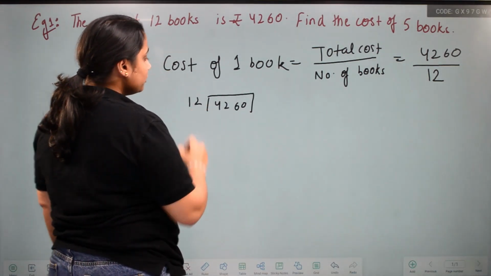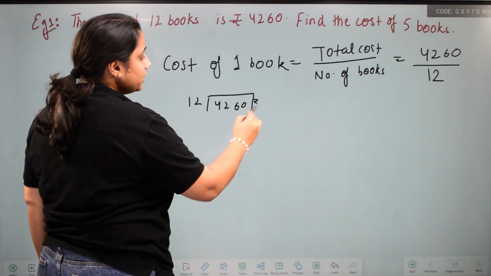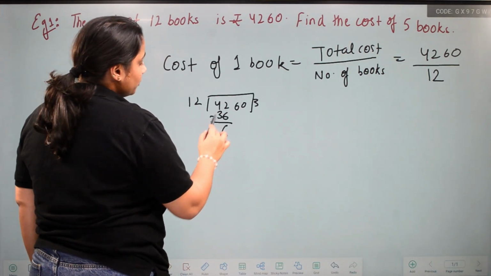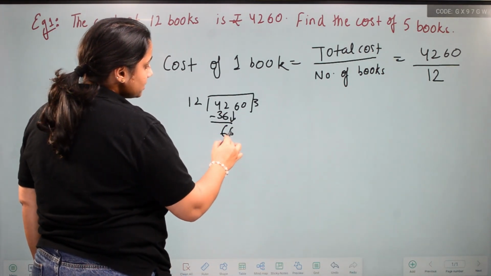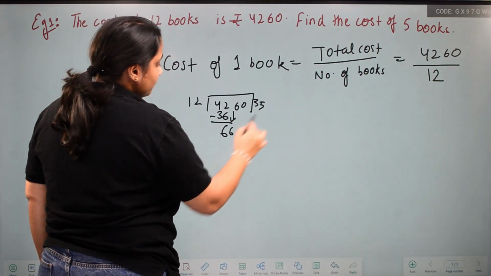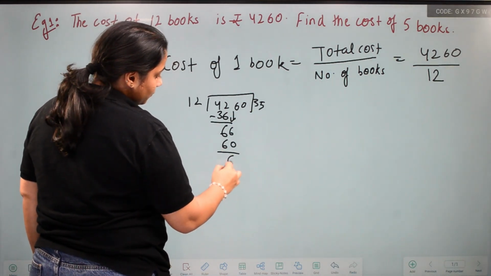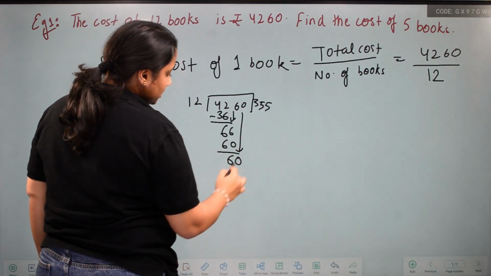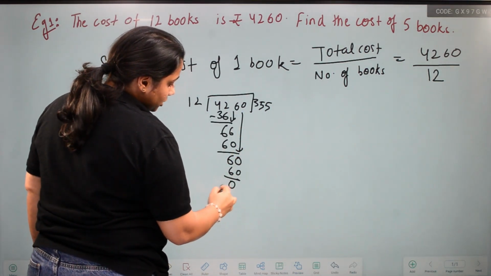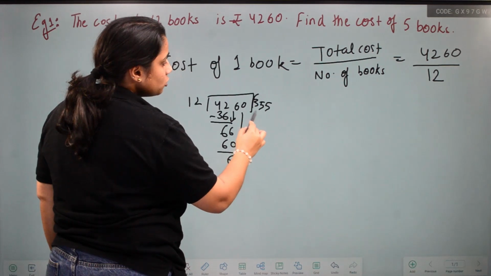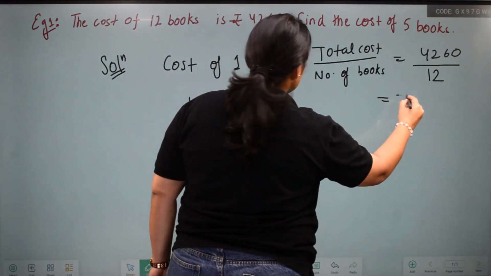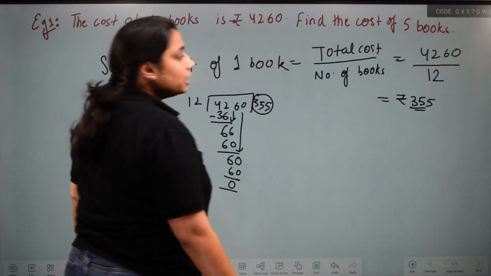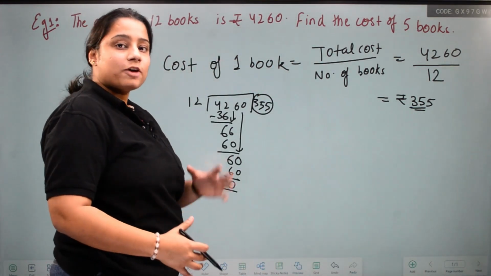4260 divided by 12. 12 into 3 is 36. We got 6. Bring down this 6. 12 into 5 is 60. We got 6. Bring down this 0. Again 12 into 5 is 60. So we got 0 as a remainder. Hence the cost of one book will be equal to rupees 355. Now we need to find the cost of 5 such books.